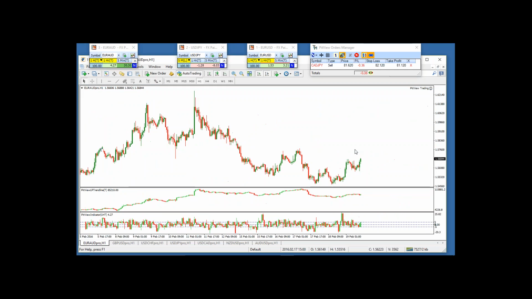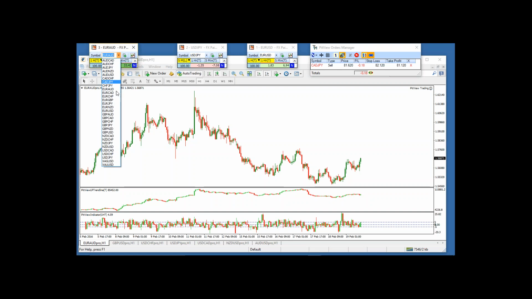Much like on CAD yen we shorted because it broke down through a consolidation level, Euro Aussie's breaking up above a consolidation level, and it's all being driven off the same thing. It's being driven off risk off scenarios.